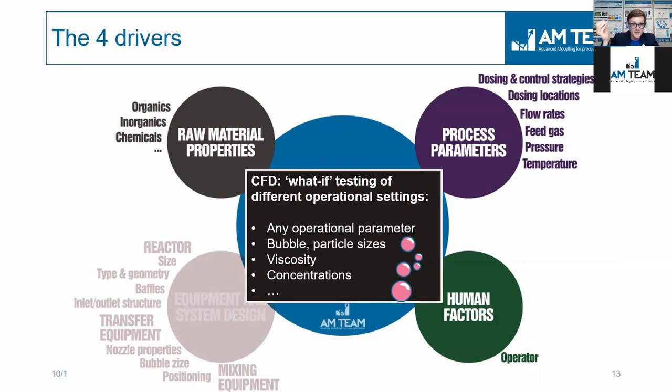For example, raw materials you use. It can be density, viscosity, dissolution rates. There are a lot of properties of the inputs. On the other hand, you have your very important process parameters. For example, your temperature, your pressure, dosing locations of certain chemicals or certain solutes or solvents, flow rates, important process parameters. And then you have human factors, such as, who is operating this?